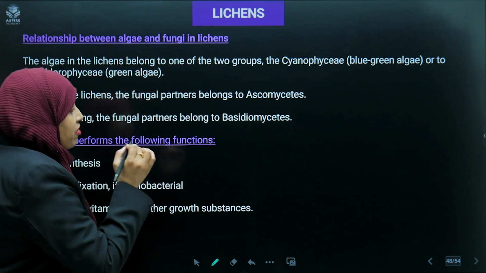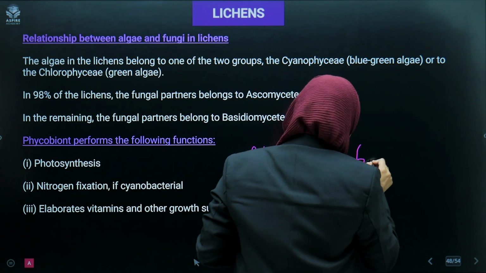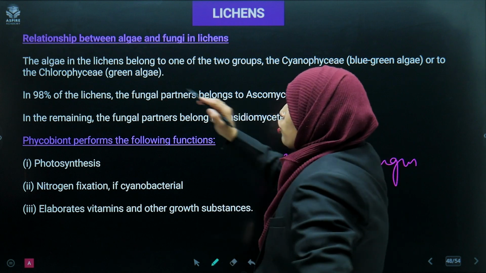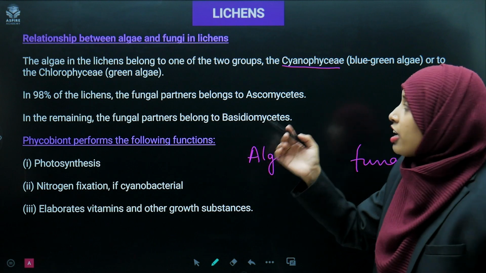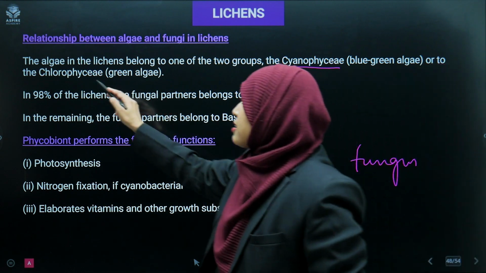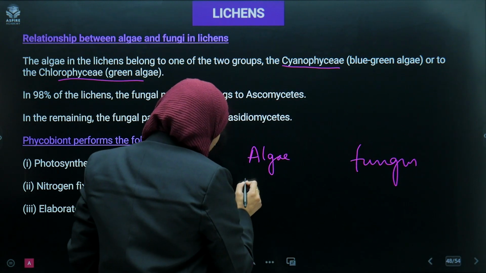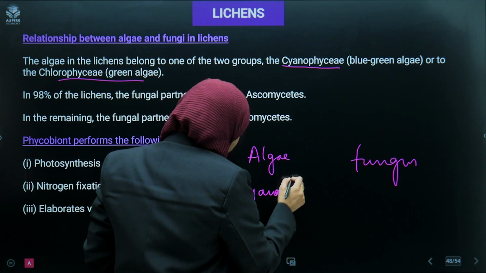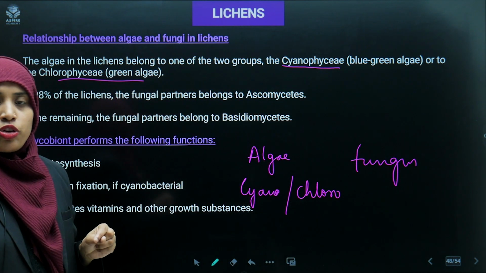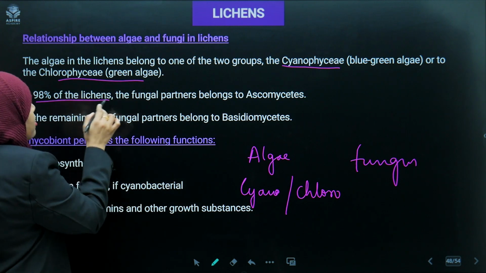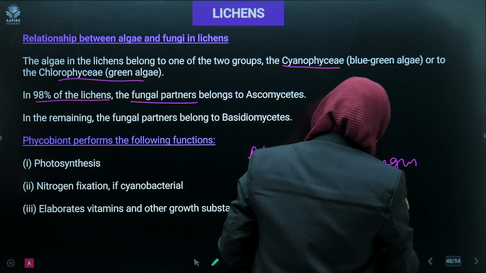So algae and the other partner, the fungus. The algae in lichens belong to which group? They belong to cyanophyceae, the blue-green algae, or chlorophyceae, the green algae. So we can say simply either cyanophyceae or chlorophyceae. And for the fungus part, in 98% of lichens, the fungal partner belongs to ascomycetes.